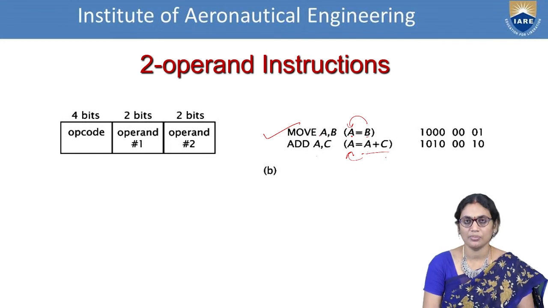So initially A is empty. This is swapped with B. Now it is added with C. Finally the result is stored in A. So now what happened here? We have one more instruction.